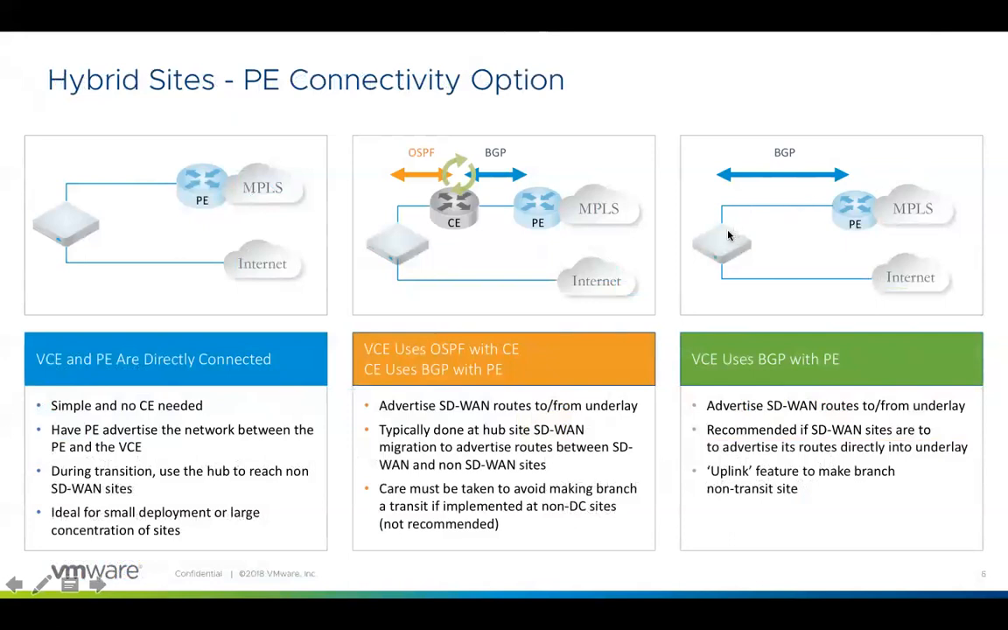So imagine if this is a branch site, and you learn certain prefixes, let's say the traditional non-SD-WAN prefixes for MPLS. If you redistribute that into the SD-WAN fabric, then you're risking this branch site becoming a transit for other sites that also need to reach that MPLS prefix that it learns from BGP. And so that's what the uplink feature will do: basically disable mutual redistribution between BGP, the underlay routing protocol, and the SD-WAN overlay fabric.